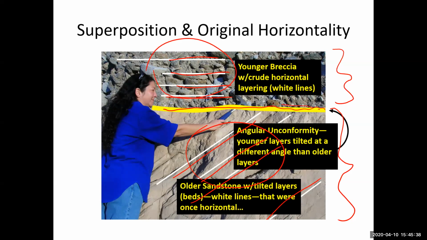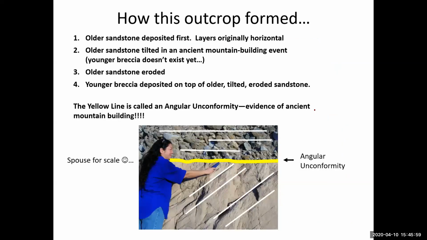And by the way, this particular boundary that I'm kind of highlighting in red right now, it's what's called an angular unconformity, and it separates older layers tilted at one angle from younger sedimentary layers tilted at a different angle, or in this case, not at all. So how does an angular unconformity develop? It's actually a fairly straightforward sequence of several different things happening. So let's briefly go through this. So the first thing that happened is the older sandstone was deposited, and the layers, as I mentioned, were originally horizontal.